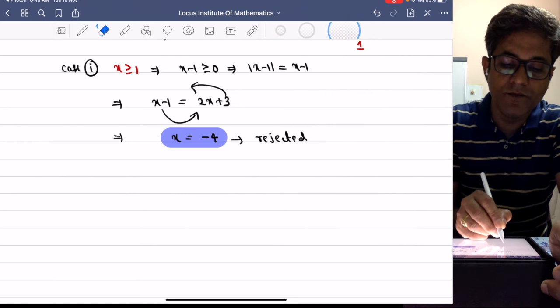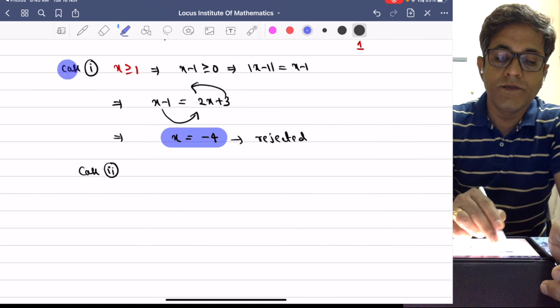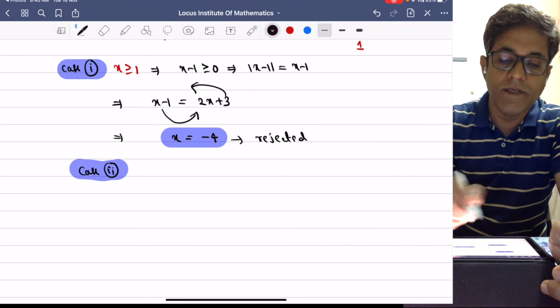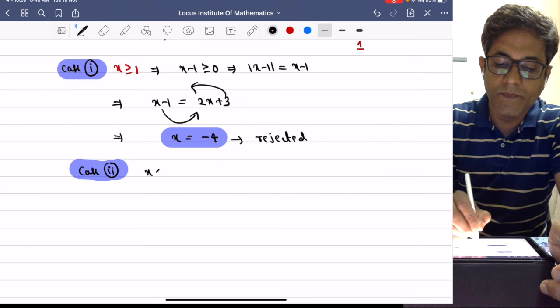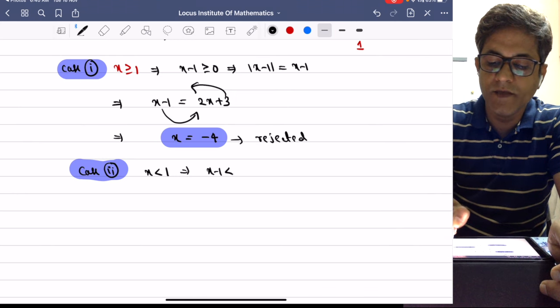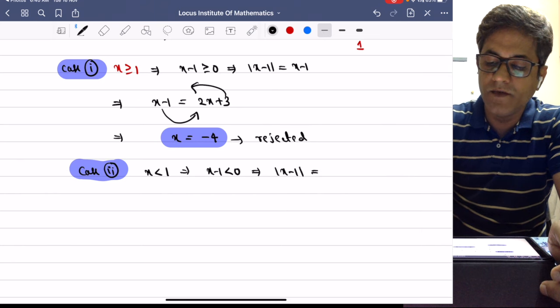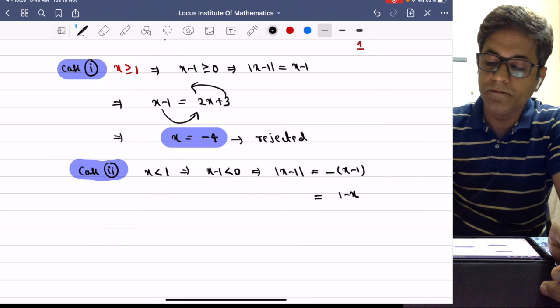Next come to case 2. In case 2, x is less than 1. So if x is less than 1, implies x minus 1 is less than 0. If x minus 1 is less than 0, implies mod x minus 1 is equal to minus of x minus 1 from the definition of the modulus. That implies this is 1 minus x.